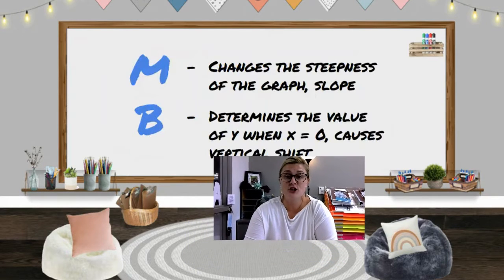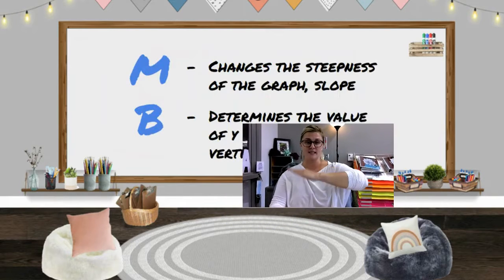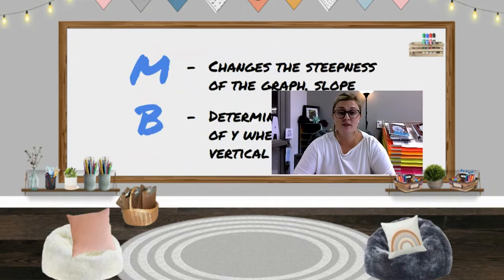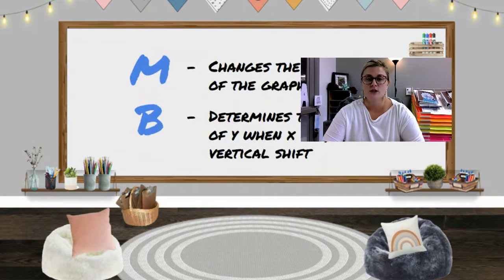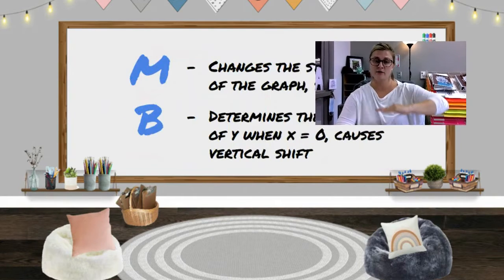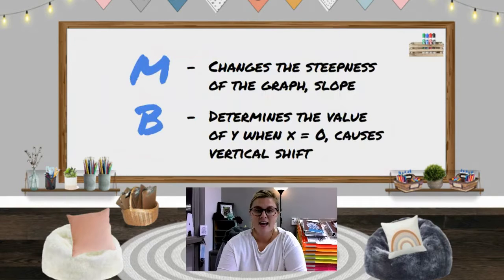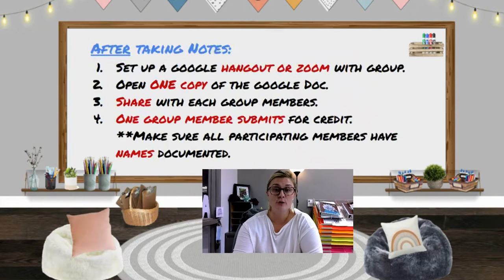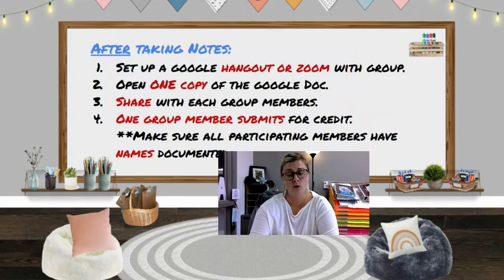So m changes the steepness of the graph. This is our slope. Remember, steepness is how vertical or horizontal we get. B is going to determine the value of y when x equals 0, or the y-intercept. So this will shift our graph vertically based on what our y-intercept is. After you have taken a few quick notes about y equals mx plus b, you are going to start investigating families of functions that are of the linear form.